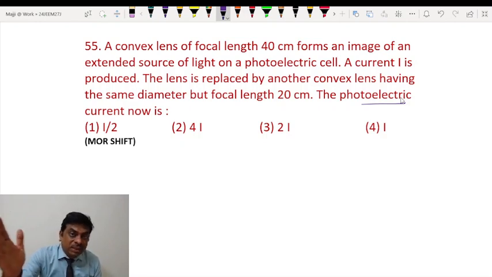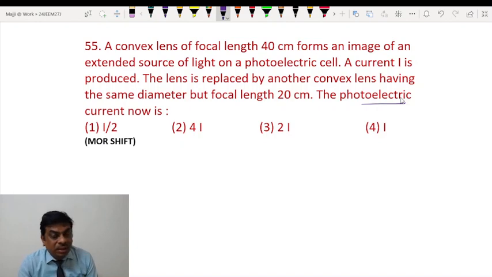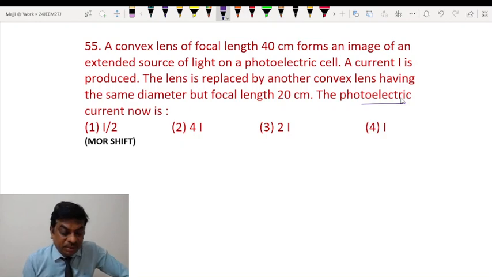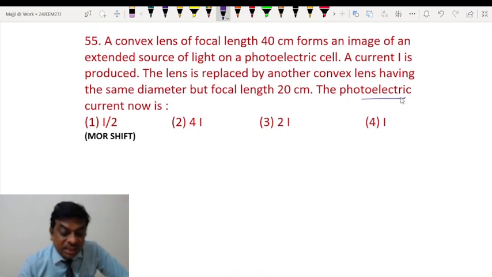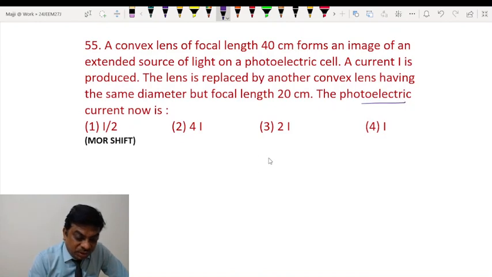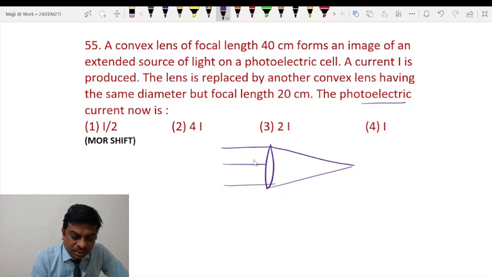And that is decided by the intensity, because intensity will be proportional to the number of photons striking the cell, and the number of photons striking the cell will proportionately eject that number of electrons during the photoelectric effect. So basically we are interested only in the change in intensity of light. So see here students, in the first case it is given that the lens has a focal length of 40 cm. So a parallel beam of rays is incident here. So it will be focused at a distance of 40 cm. So here you have the photoelectric cell.